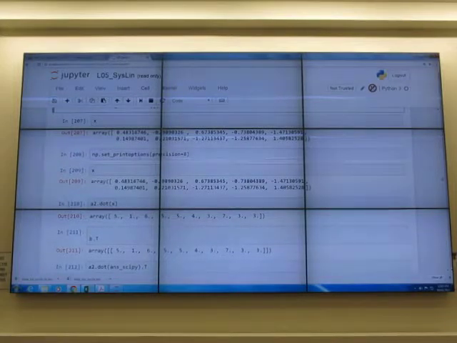NumPy set_printoptions just tells you how many precision digits you want to set. So if you want fewer digits, this is how you do it.